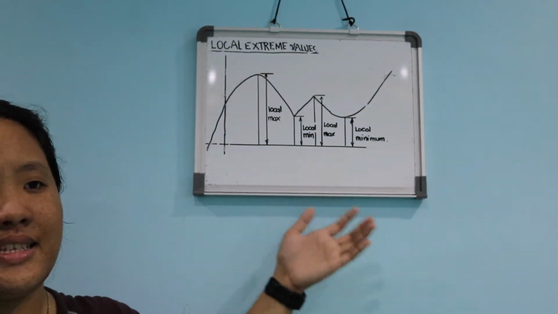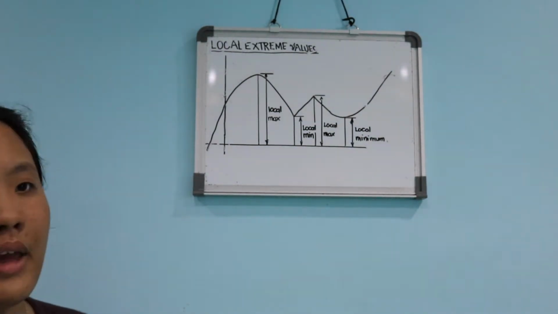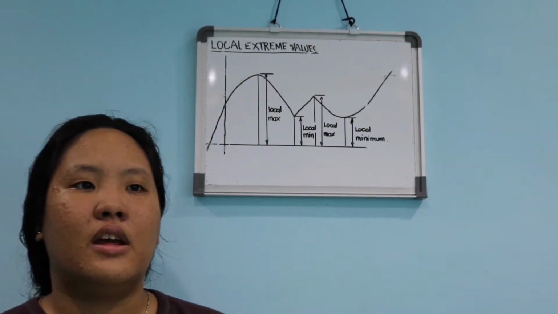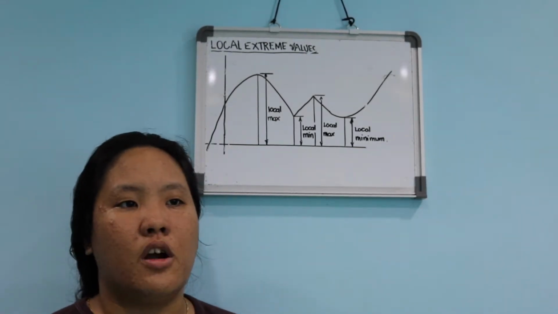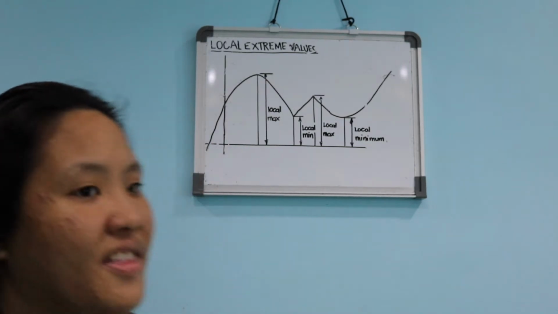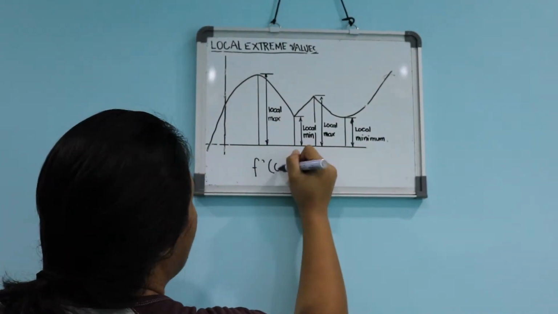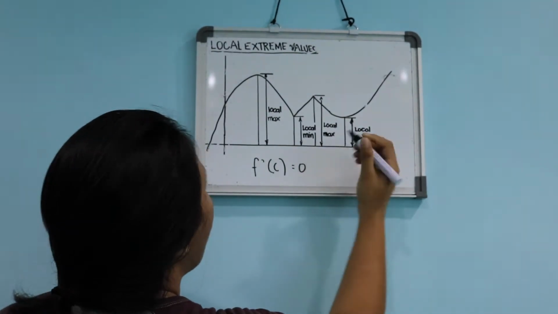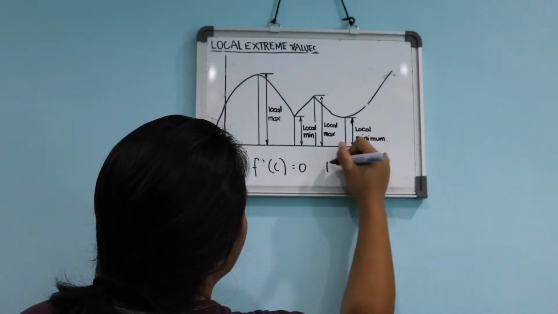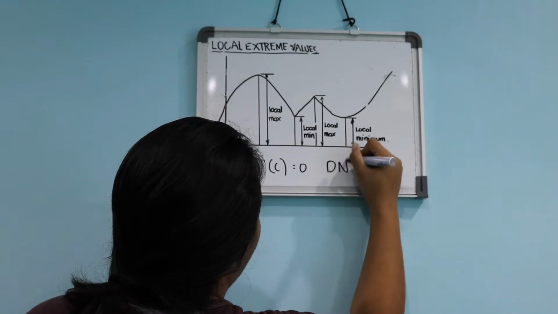So suppose that c is an interior point of the domain of f. If f has a local maximum or local minimum at c, then f prime of c is equal to 0, or it does not exist.